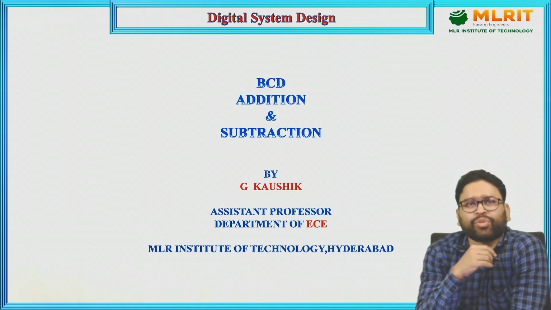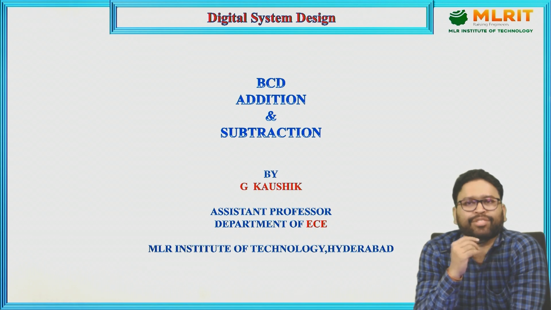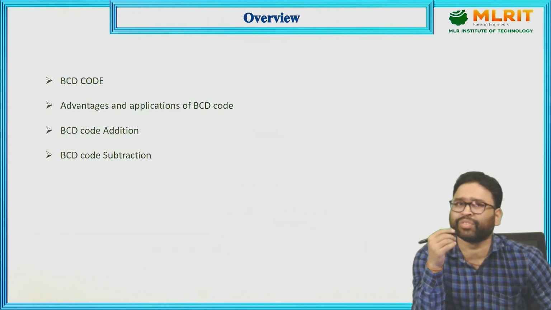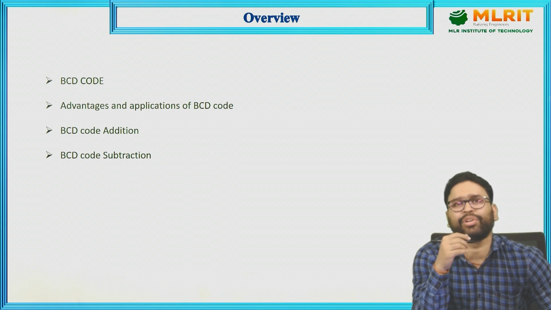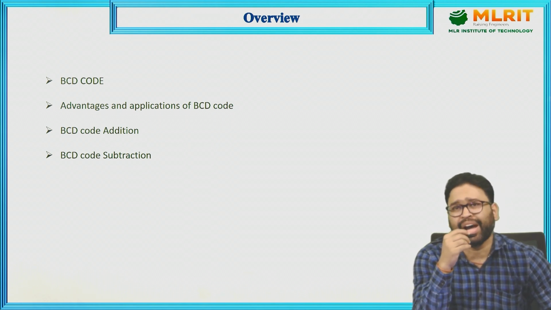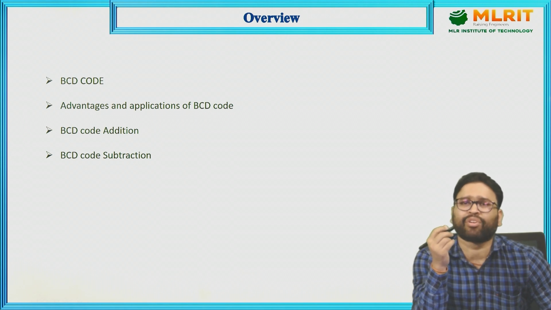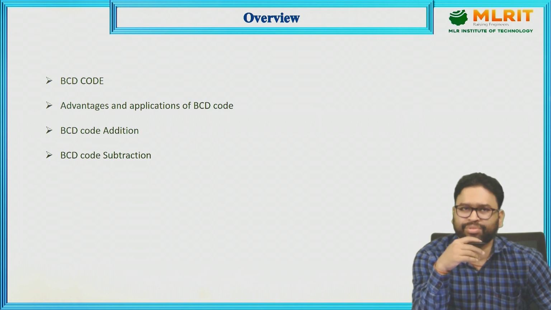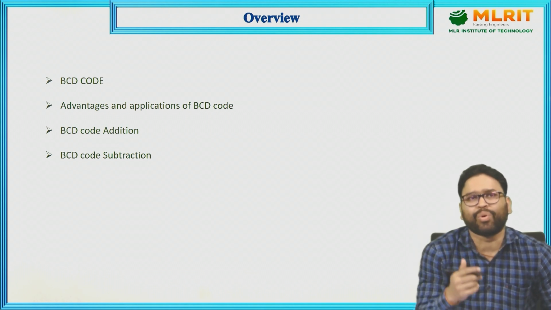In this session, we're going to discuss BCD addition and subtraction. Firstly, we're going to discuss what is BCD code. After that, we're going to discuss advantages and applications of the BCD code. Thereafter, we're going to discuss how to perform the addition of two BCD codes, what are the rules, and how to compensate the result. And after that, we're going to discuss BCD code subtraction and its rules.